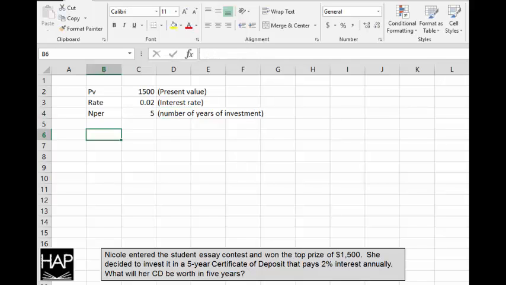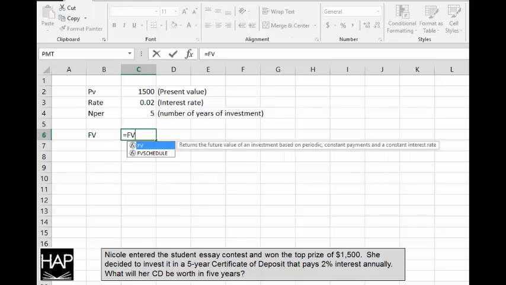Now I could enter this information into the formula that we used in the manual solution, where I did the future value equals the present value times 1 plus the interest rate to the power of n, or I can use a function in Excel that calculates the future value directly. It's the FV function.